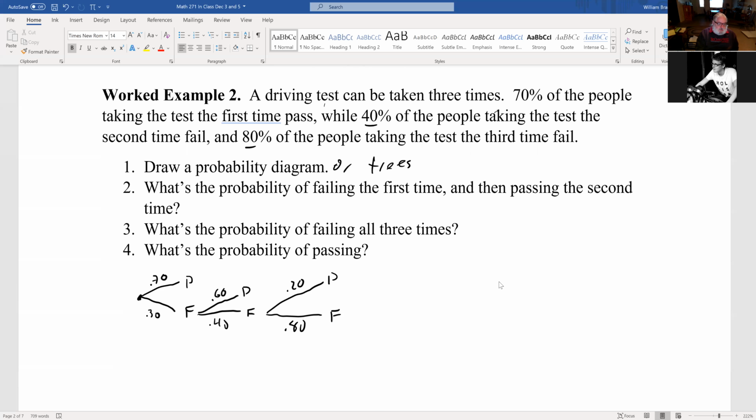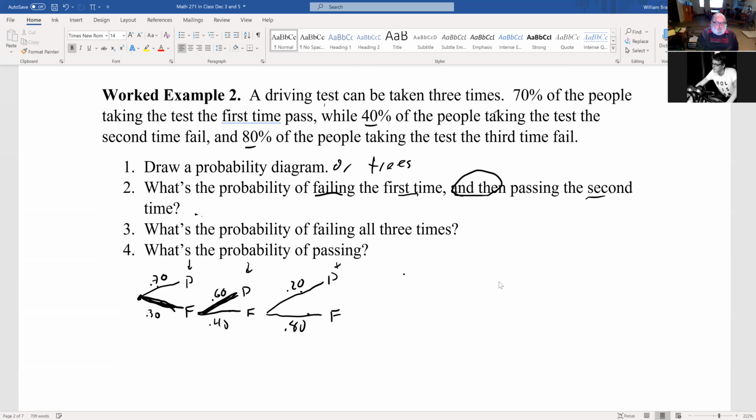The outcomes are the vertices of the tree, and then above each edge, you put the probability that you're interested in. Okay, and so this is the probability tree. So what's the probability of failing the first time and then passing the second time? That means I want the probability of this path, fail and then pass. And again, that's a sequence, right? And whenever you do a sequence, you multiply.